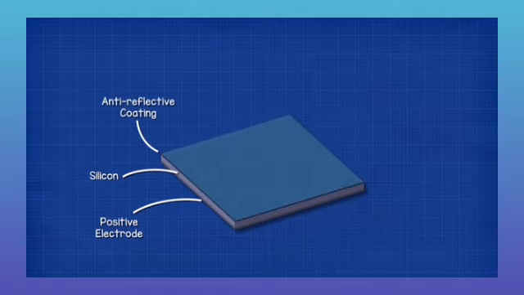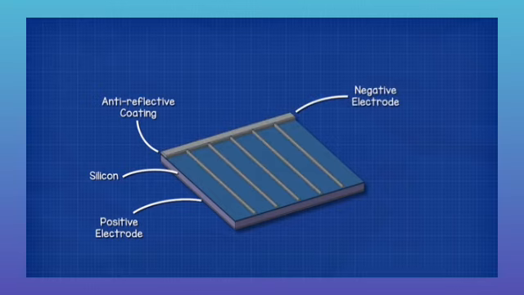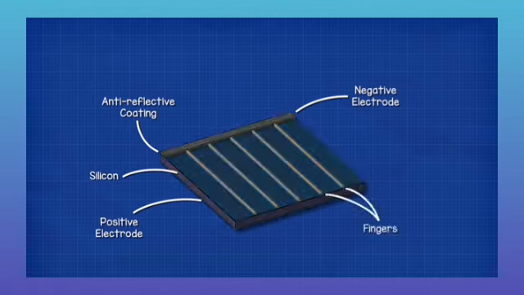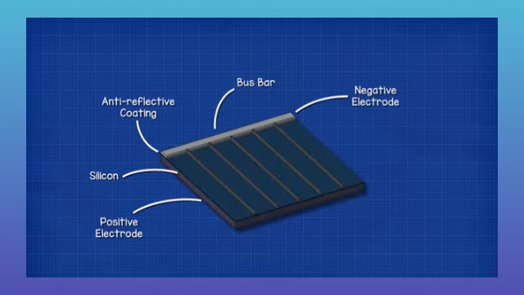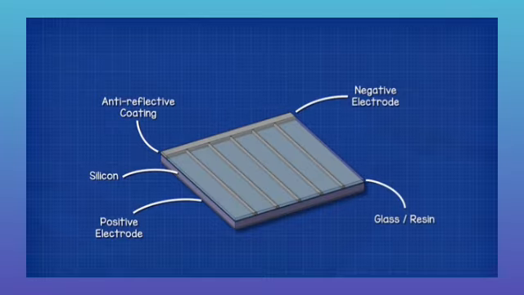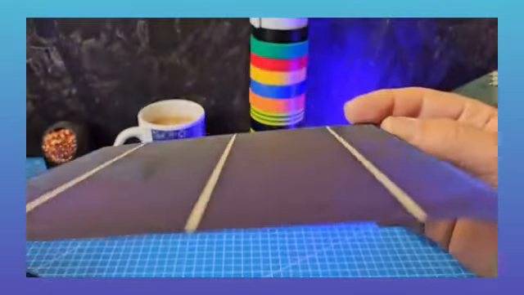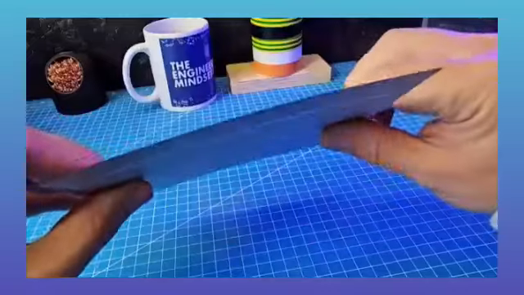On top of the silicon, we have an anti-reflective coating. A metal grid is then placed over this, which is our negative electrode. The thin strips are known as fingers, and the thicker strip is known as the bus bar. We typically have a glass protective layer over this because solar cells are very thin and they will easily break, so we need to protect them.